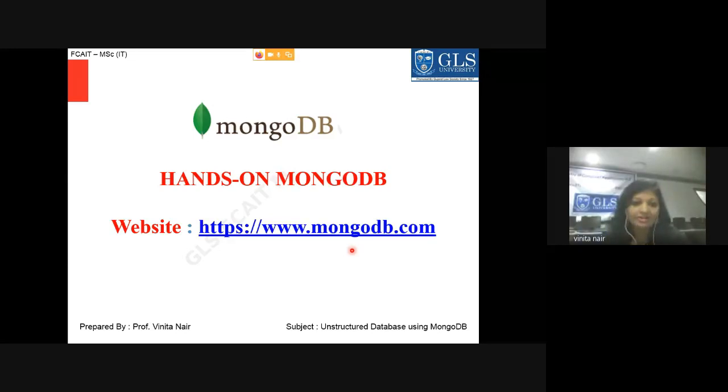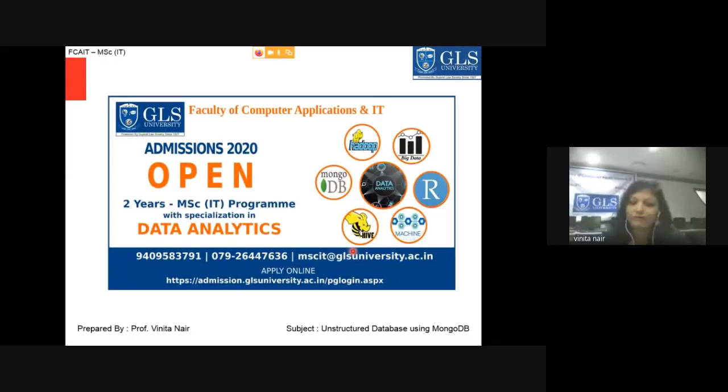Now, these are some of the tracks which have been offered by our department, M.Sc IT program. As I was talking about unstructured data using MongoDB, we are providing specialization in data analytics and we are having a subject on Hadoop, Hive, machine learning and MongoDB. You can see MongoDB over here. So we teach MongoDB in the track of data analytics and we are giving the specialization on it.